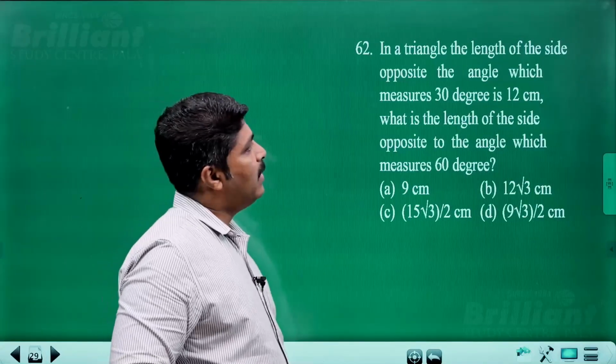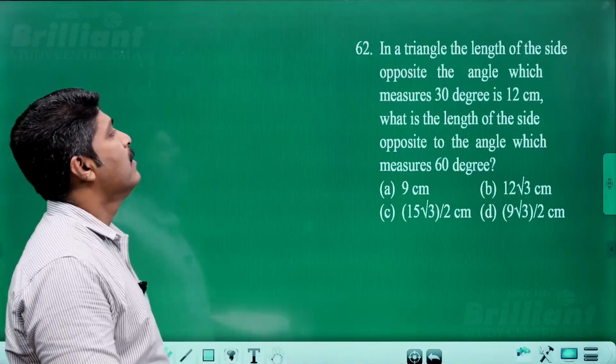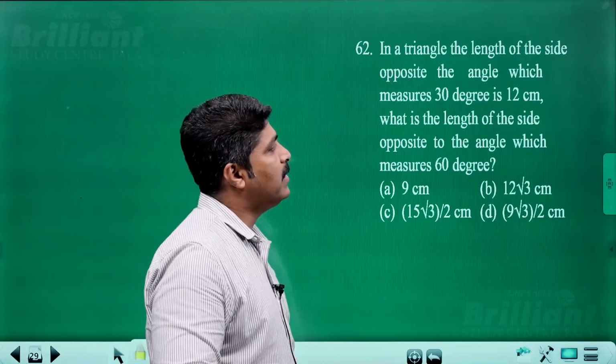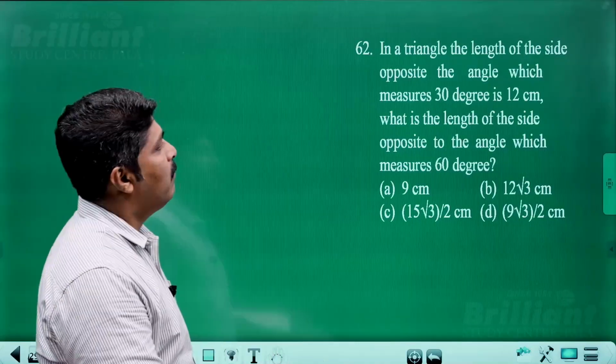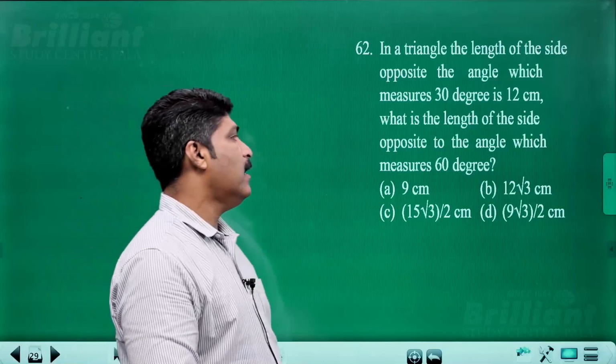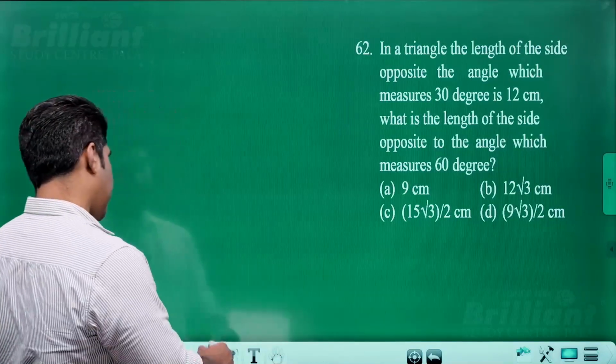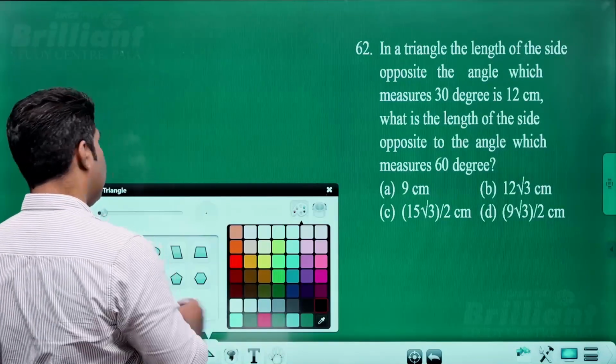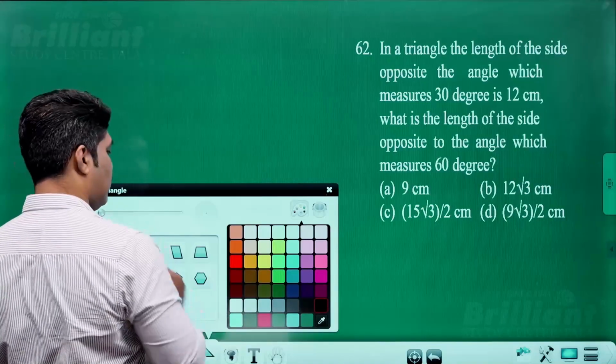In a triangle, the length of the side opposite the angle which measures 30 degrees is 12 centimeters. What is the length of the side opposite to the angle measuring 60 degrees? Understand which type of triangle it is. It's a right angled triangle.